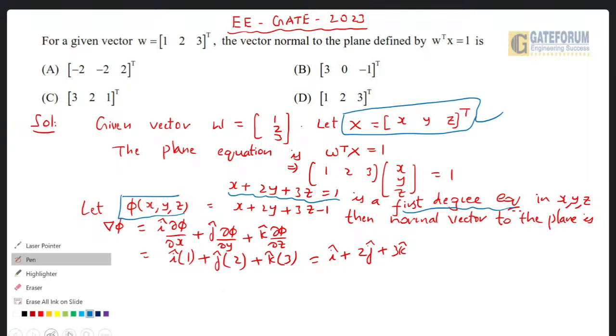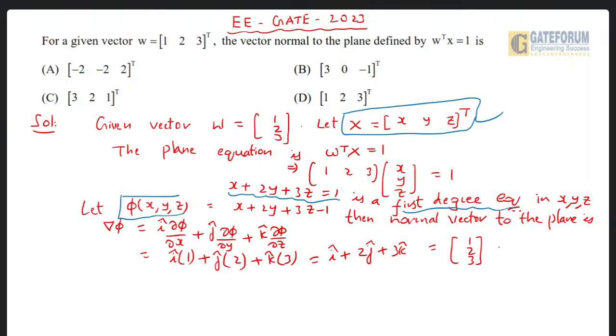Now, they are asking for a given vector normal to the plane. Every vector can be represented either as a row matrix or a column matrix. Please refer to the books. This can be written as either the column (1, 2, 3) or the row matrix 1, 2, 3.